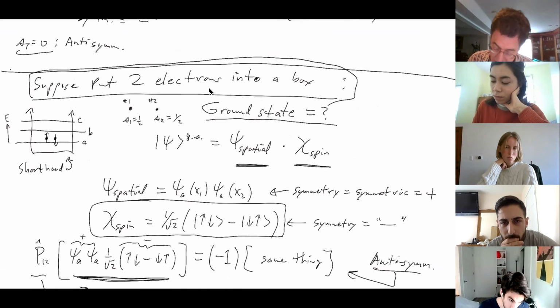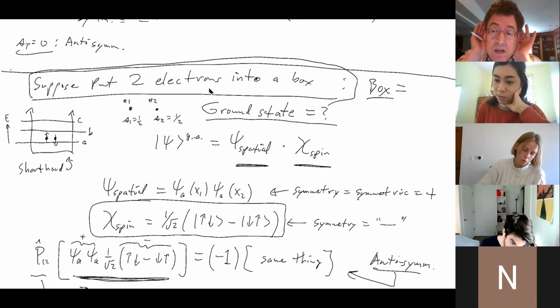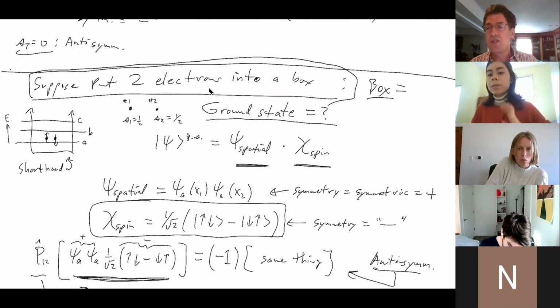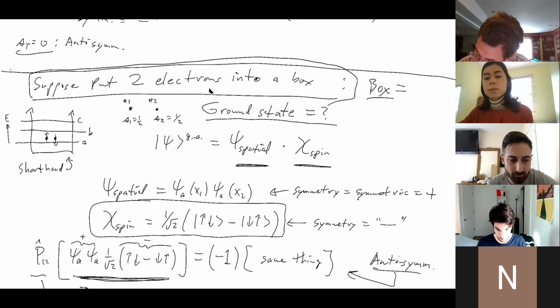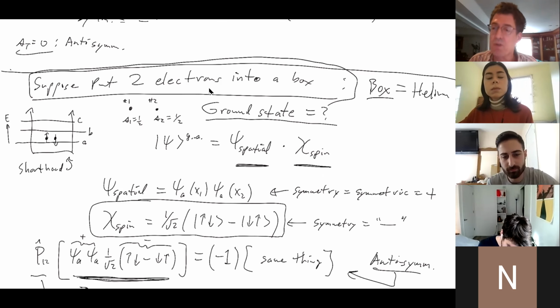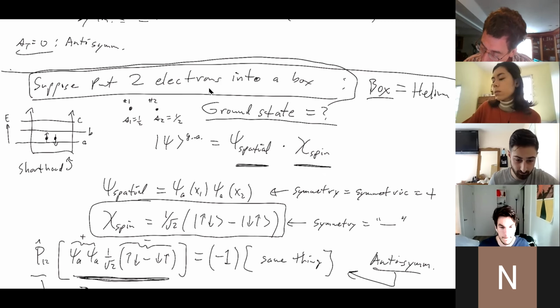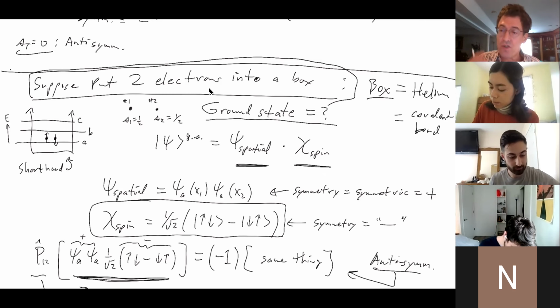Can people tell me what that box might be? Box equals what? Like 1s orbital. Yeah, exactly. 1s orbital, in which case the box has a name. If it's in the 1s orbital, what do you call that box? Is it helium? That's exactly right. So that's helium. So this is exactly the situation for helium, and we'll talk about that a little bit in a minute. What's another box? A covalent bond? Yes, exactly. Covalent bond. These are the two most common boxes.